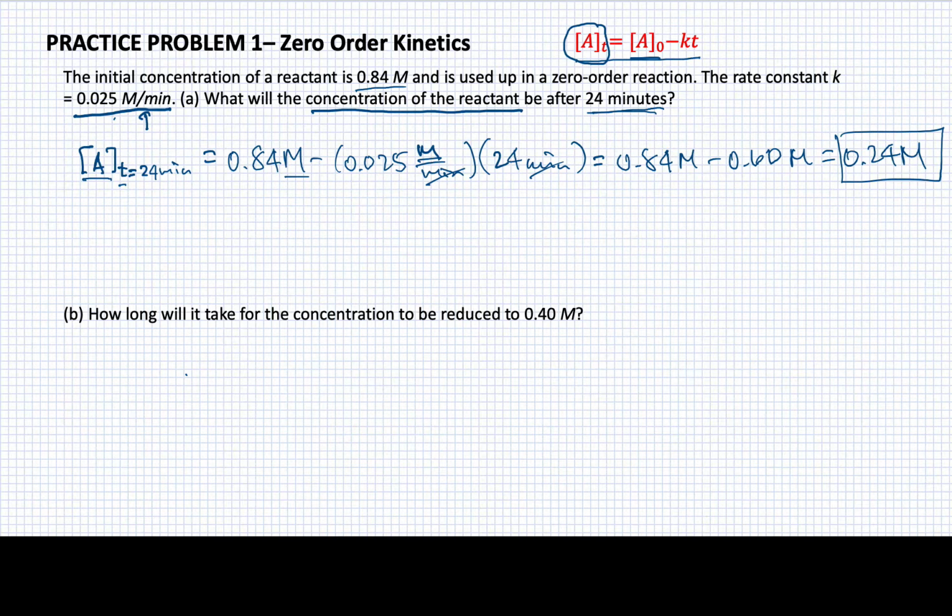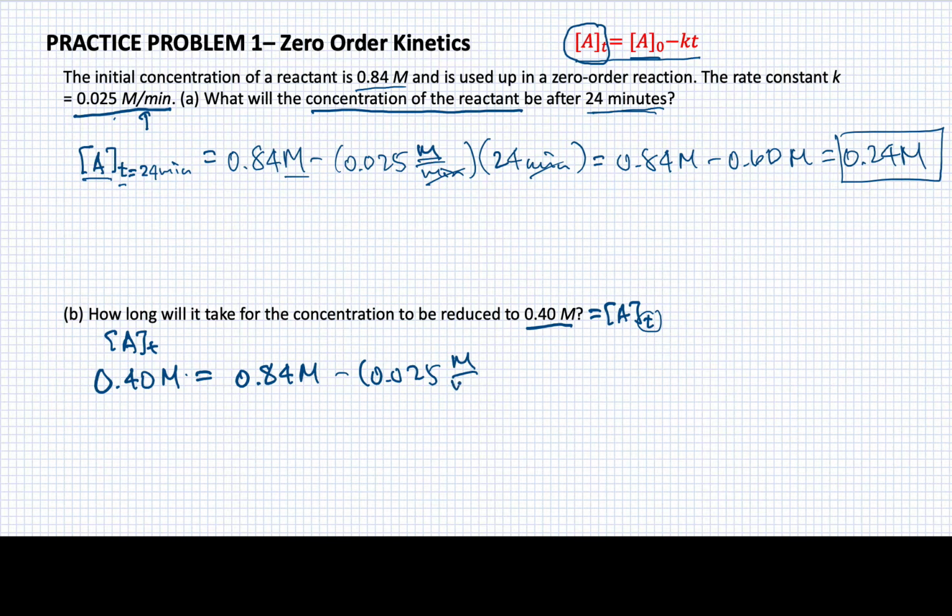Now in the second part, we're asked how long will it take for the concentration to be reduced to this value. So this now is the value of our reactant at some time t, but we don't know what the t is. That's what we need to solve for. So when we set this up into the integrated rate law, we would have 0.40 molar, which is our concentration at time t, is equal to our initial concentration, which is 0.84 molar, minus K, which is 0.025 molar per minute, times time. Okay, so this is our initial concentration, and this is K. All right, so that's how this fits in the integrated rate law.